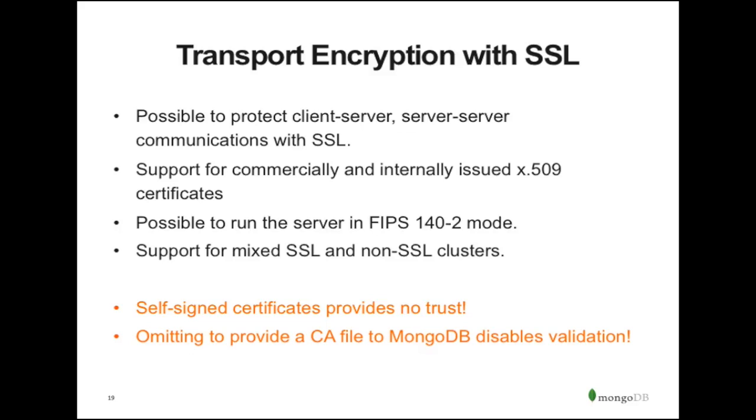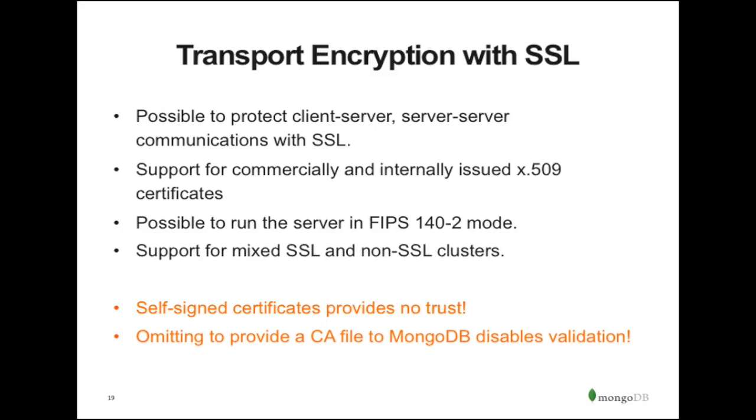MongoDB supports commercially and internally issued X509 certificates, so you can buy them from a large certificate authority, or issue them using an internal certificate authority, or create your own CA by using OpenSSL, for instance. It's possible to run the server in FIPS 140-2 mode, so then the crypto and SSL connections are happening with OpenSSL in FIPS mode. If you do not know what FIPS 140-2 is, then feel free to ignore that. If you do know what it is, it's probably because you have compliance requirements to use FIPS 140-2 crypto, and yes, we do support that.